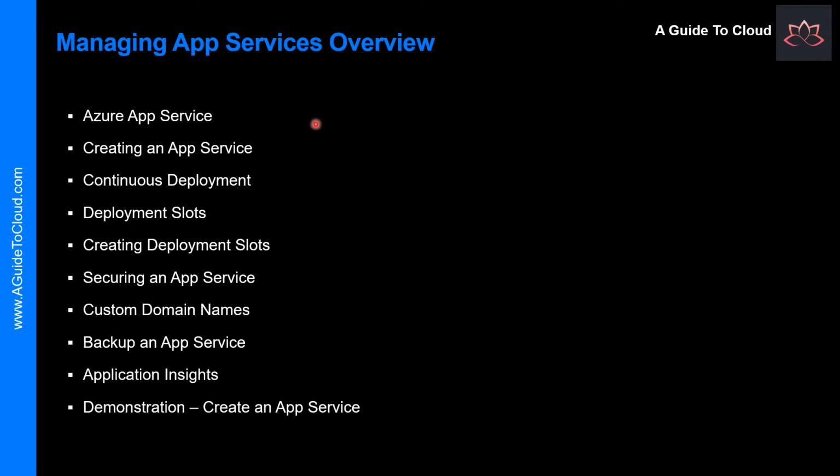Let's have a look at the things we're going to learn in this lesson. We will learn what Azure App Service is and the reasons for you to use it. Then I will take you through the portal to show you how to create an app service and what is continuous deployment. We will learn about deployment slots and creating a deployment slot as well, and how you secure your app service. And we will learn how to add a custom domain name to your applications. After you create your app service, it is important to understand how to back up an app service and monitor it using Application Insights.